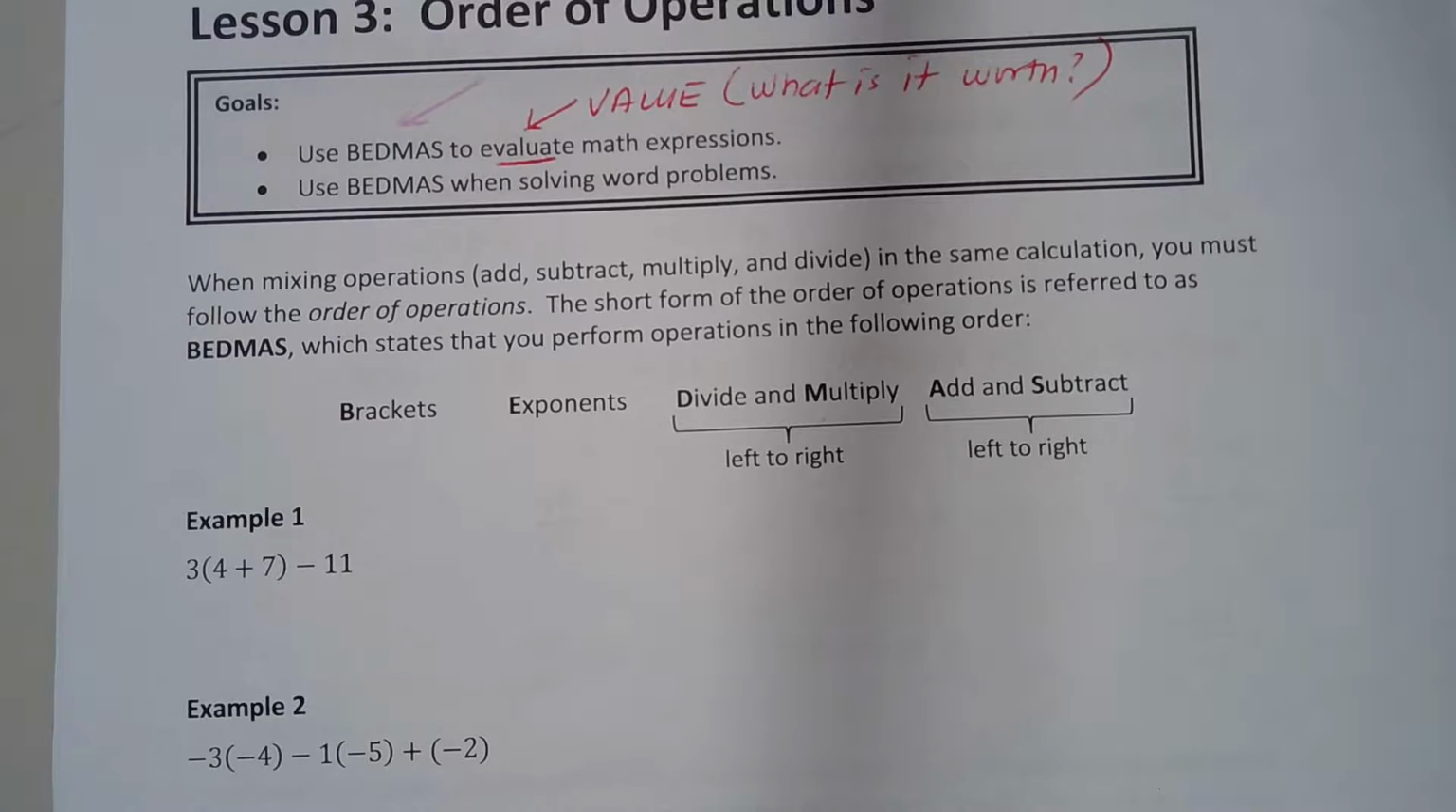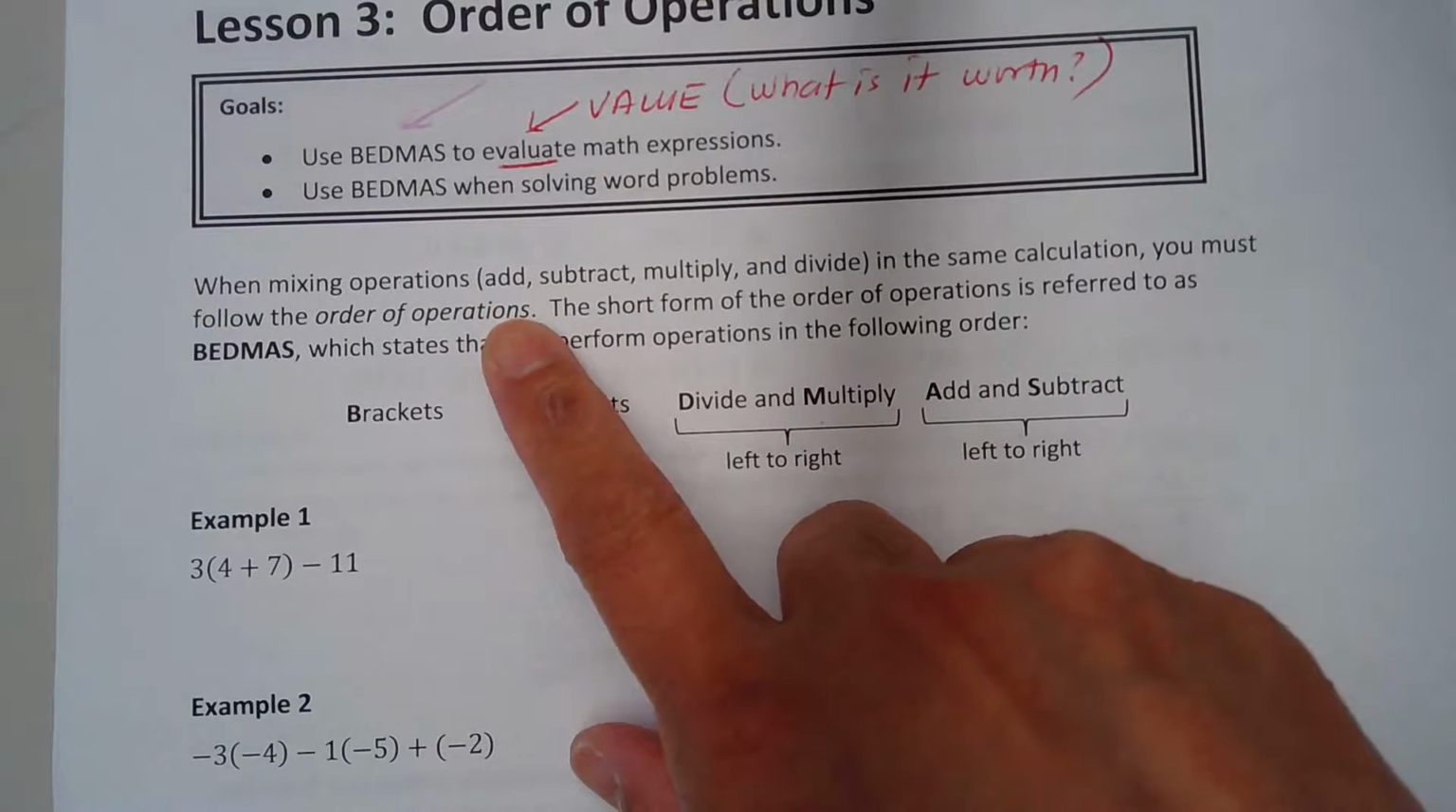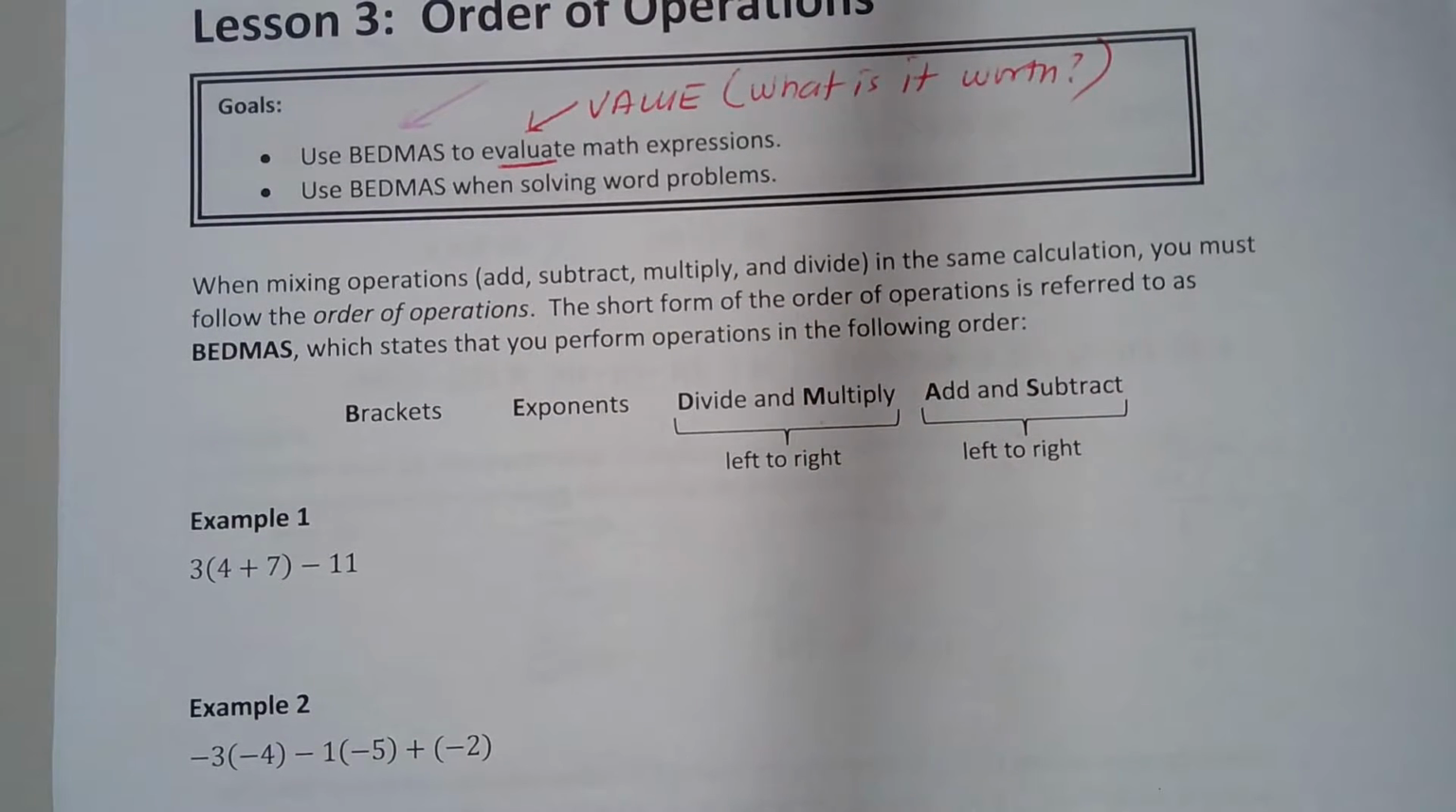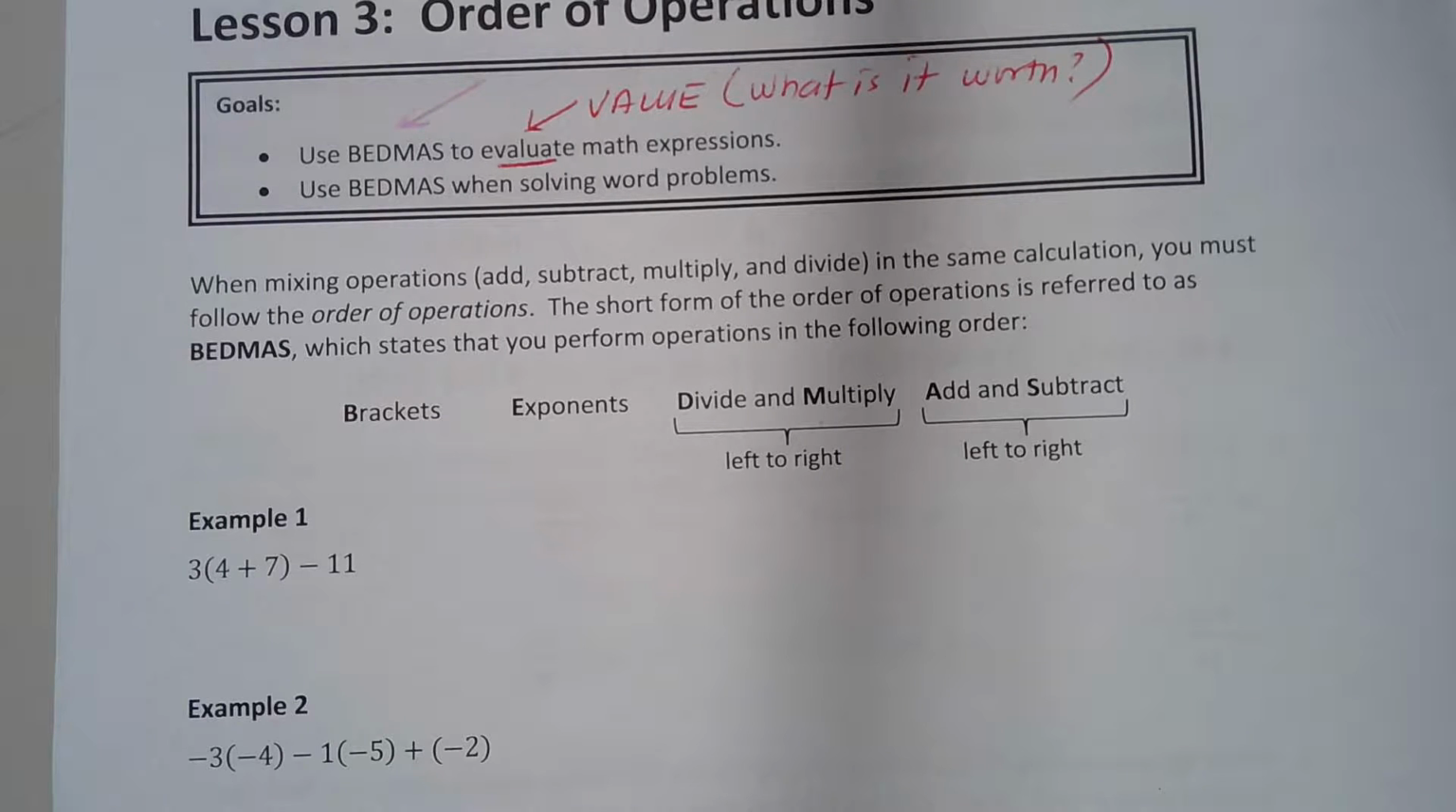What is BEDMAS? When you have mixed operations, we have to do them in a specific order. The operations that we know of are add, subtract, multiply, and divide. We know that. But at the same time, we also have the exponents. What are the exponents? Square root is an exponent. Yes, square root is technically an exponent. What else is an exponent? Cube. Square, right? So those are the exponents part.